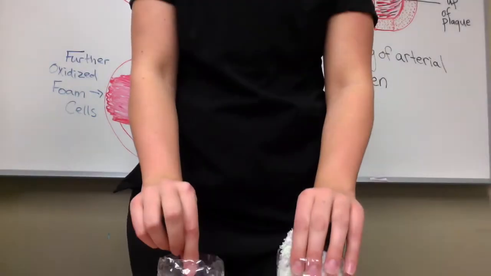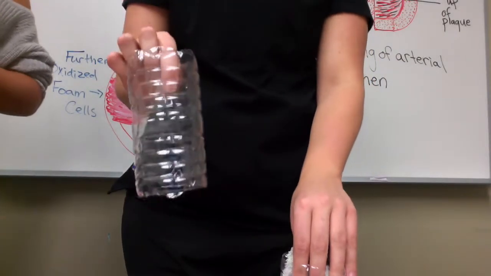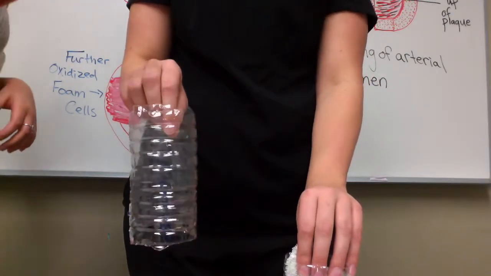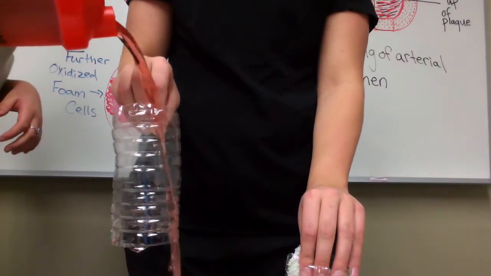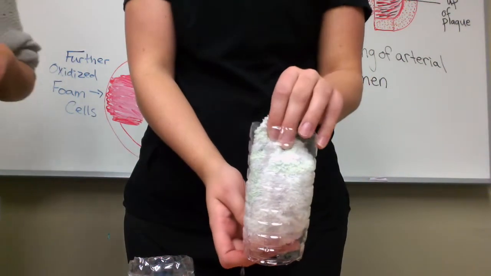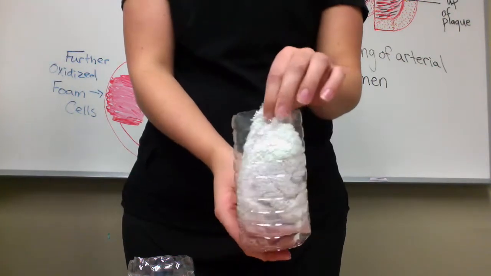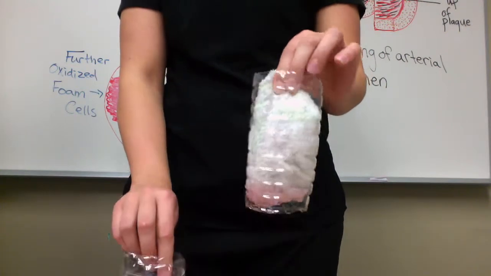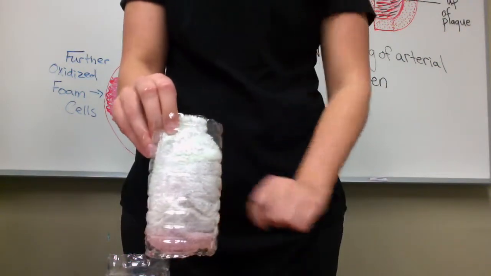In summary, pretend that this is a normal artery, free of obstructions, which allows blood to flow freely. And pretend this is an artery with atherosclerosis, where the buildup of plaque has partially occluded the artery, resulting in inadequate blood flow, which then results in high blood pressure.